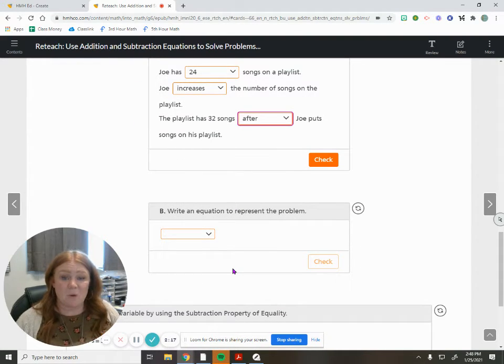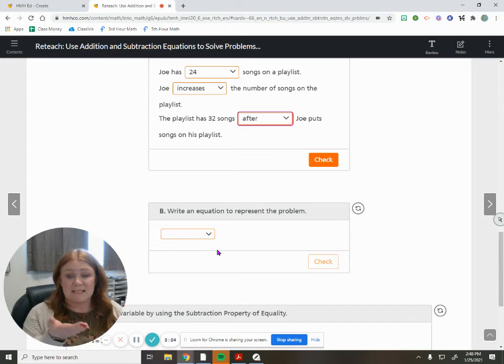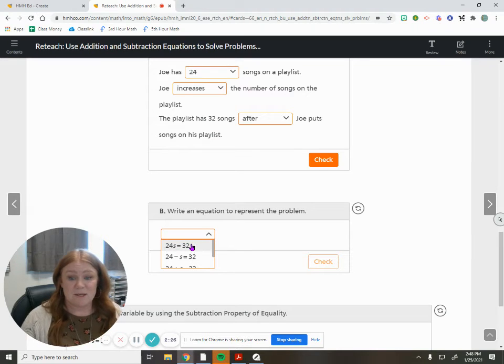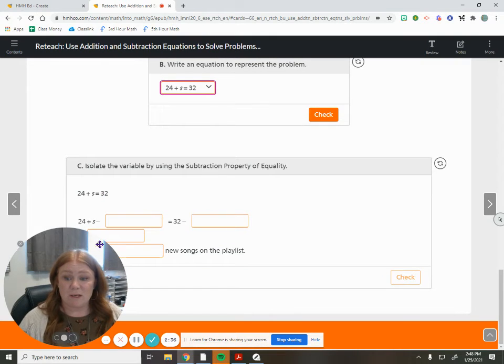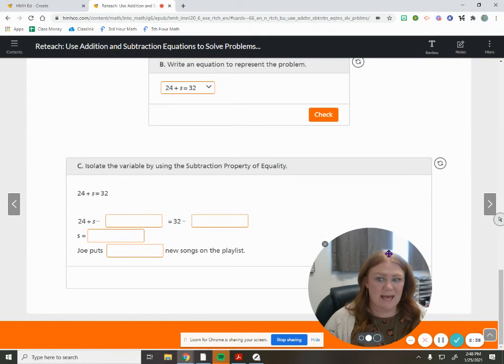So we want to write an equation to represent that. So he had 24, he added on some songs, now he has 32. So we're not wanting to multiply, he didn't times his songs. He's not taking away songs, he's adding on songs here.